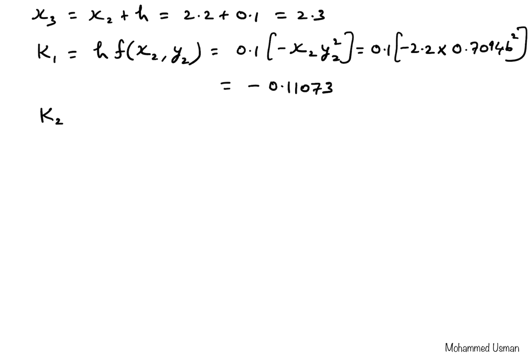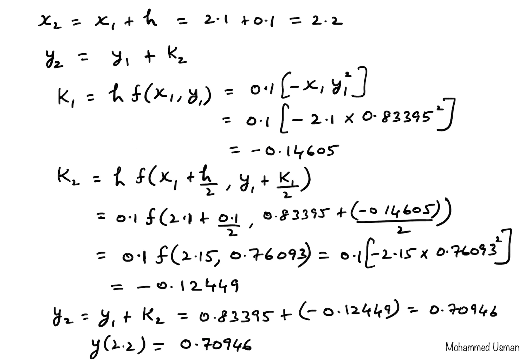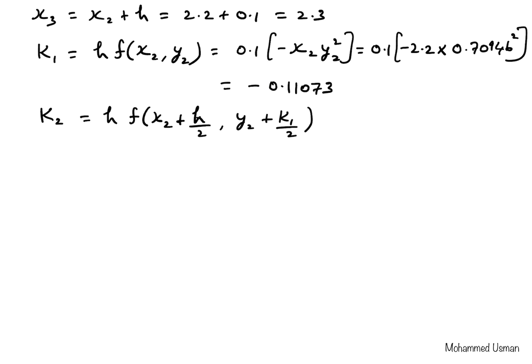And then we have k2, which is equal to h into f of x2 plus h by 2 comma y2 plus k1 by 2. So notice here we have used x2 plus h by 2 and y2 plus k1 by 2 because we have x2 and y2 available from the previous iteration. So we'll use them to compute the new k2.